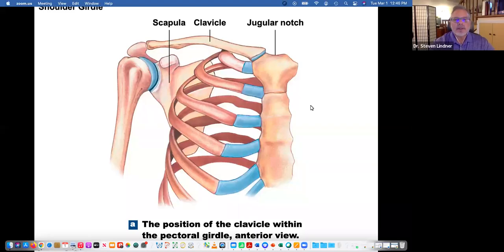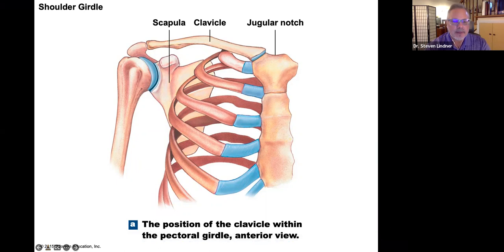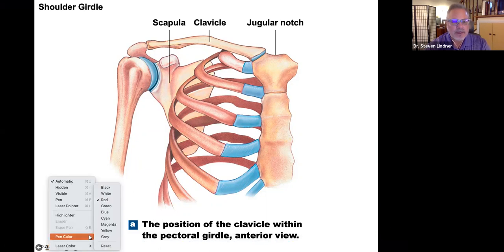Okay, we're going to be looking at osteology. This will be a quick overview of everything that we've covered already. So let's take a look at the anterior.